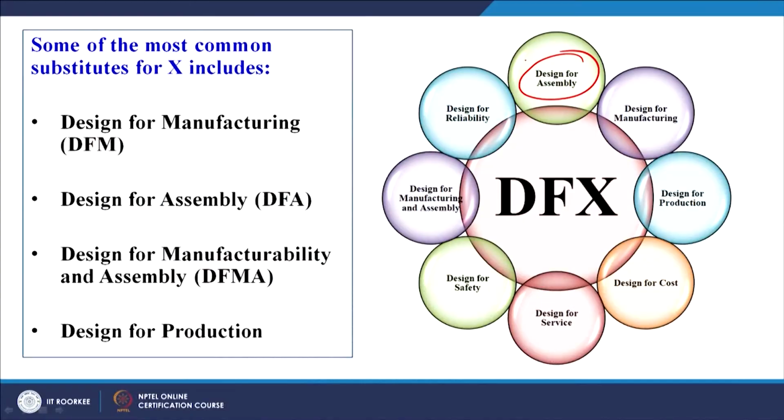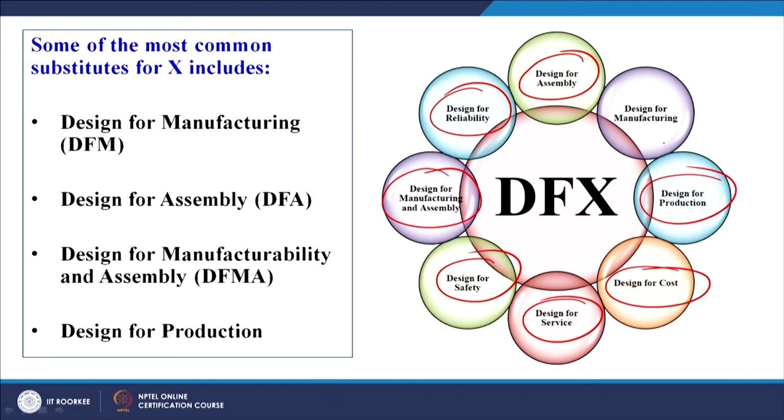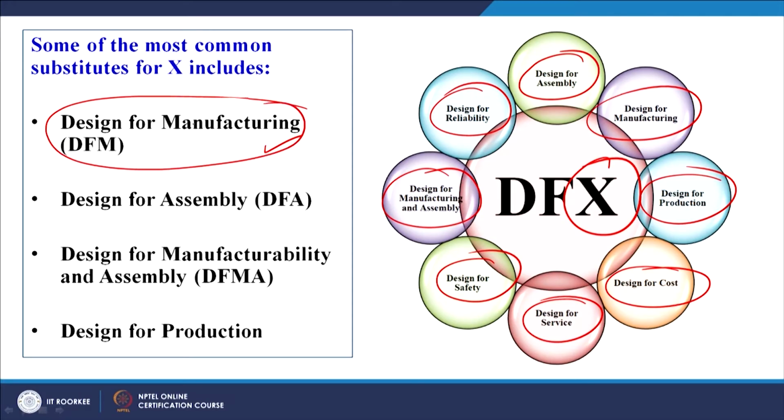Now what are the values X can take? Let us quickly see. Design for assembly, reliability, design for manufacturing and assembly, we will try to cover basics of this. Design for safety, design for service, design for cost, design for production, design for manufacturing. So DFX, X can take any of these values. Some of the most common substitutes for X include design for manufacturing, most commonly used, and our course is also a subset of this.